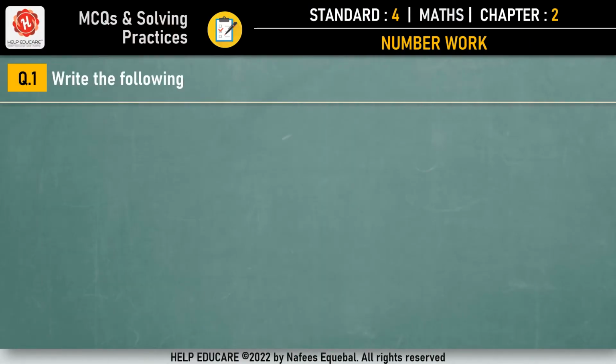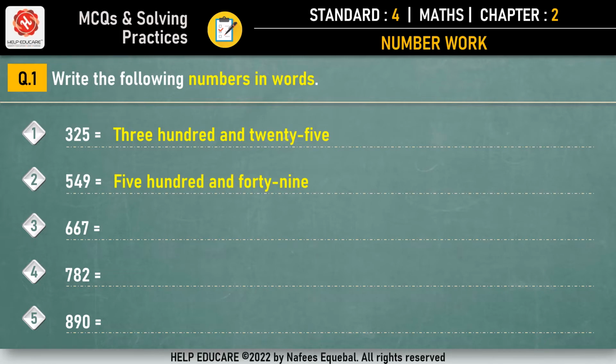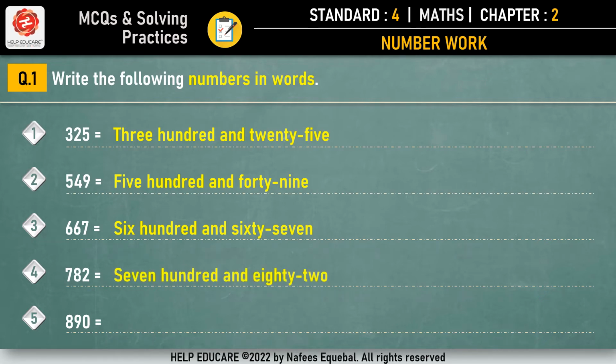Question number 1. Write the following numbers in words. Answer will be displayed in 10 seconds. Correct answers are 325, 549, 667, 782, 890.